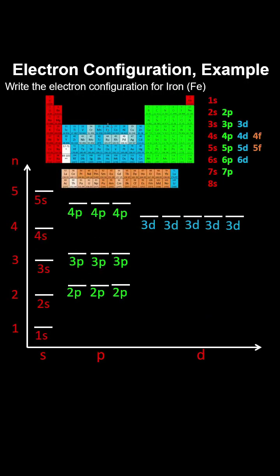Let's write the electron configuration for iron. And as I assemble the electrons, think about Aufbau's rule, Pauli's exclusion principle, and Hund's rule.